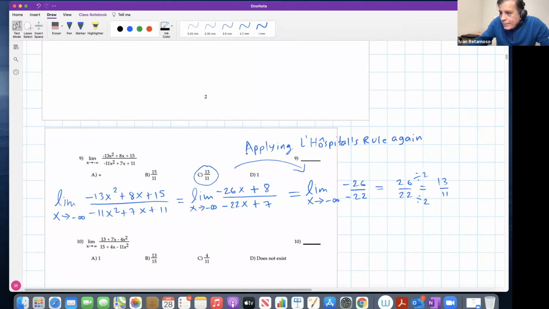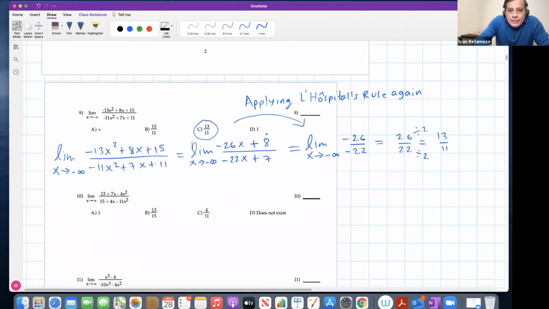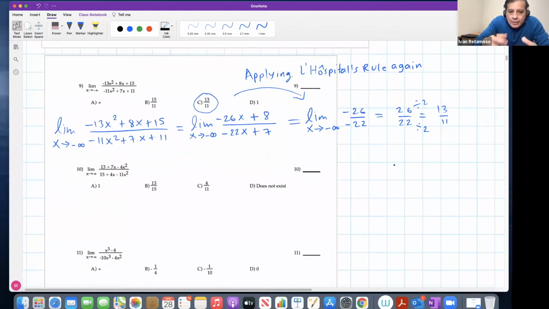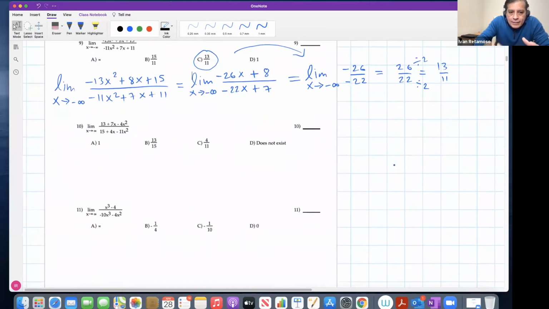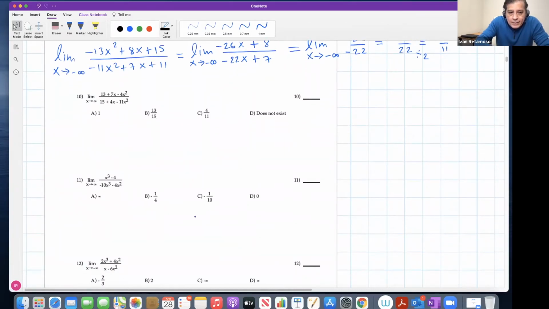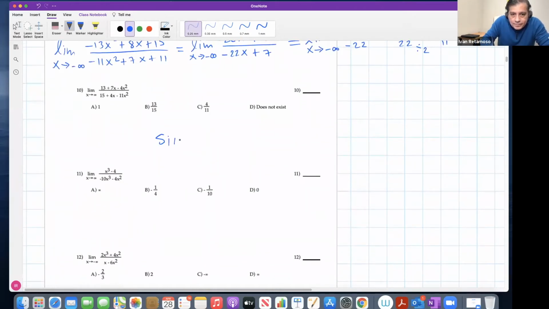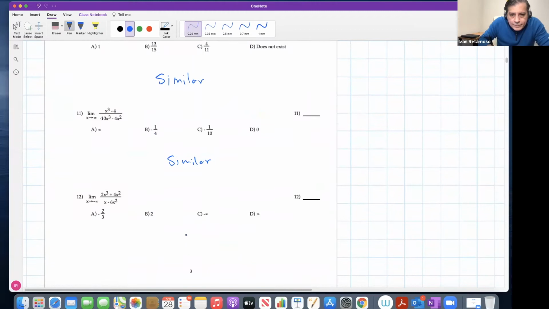Yeah, very good, guys. Next, let's take a look at the next. Whenever you need to apply L'Hopital's rule twice, do it so. You can apply L'Hopital's rule any finite number of times as you need, right? So this will be L'Hopital's rule again, similar.